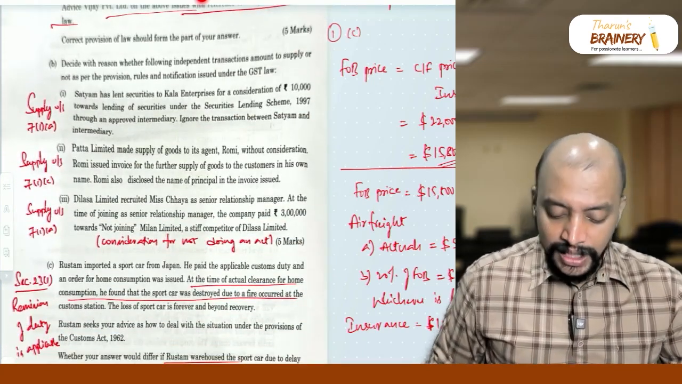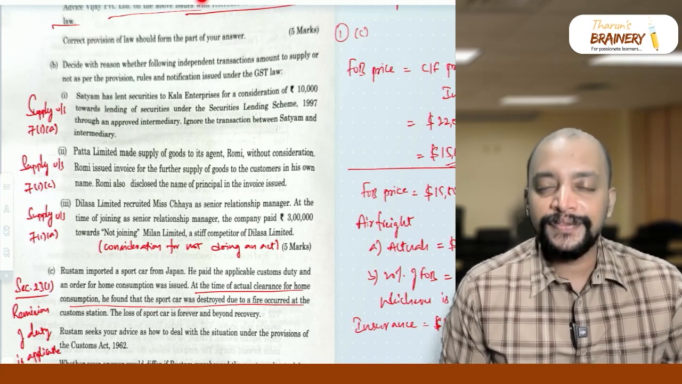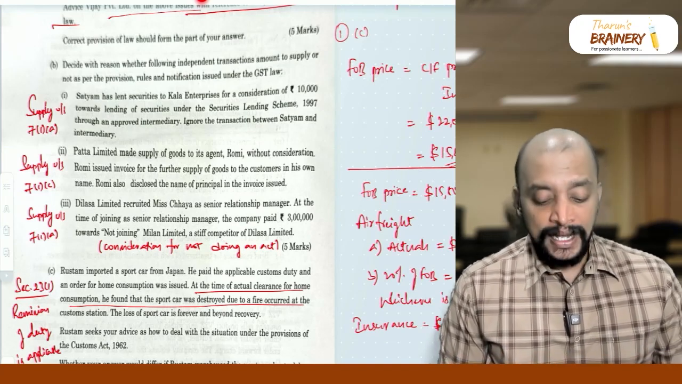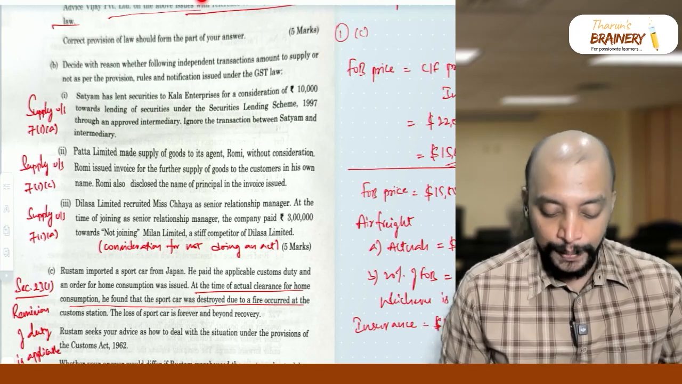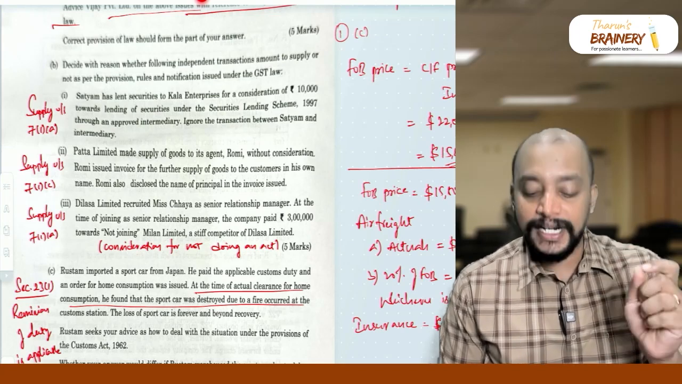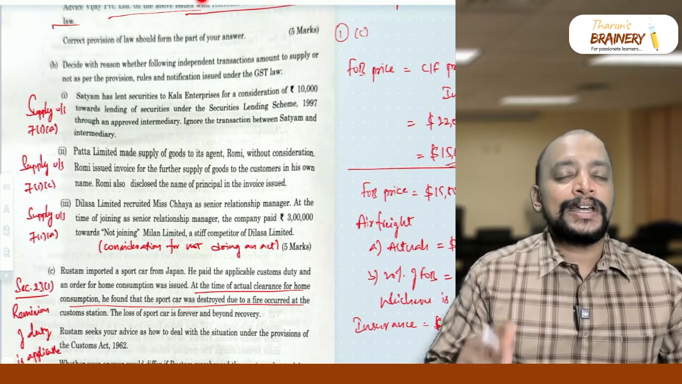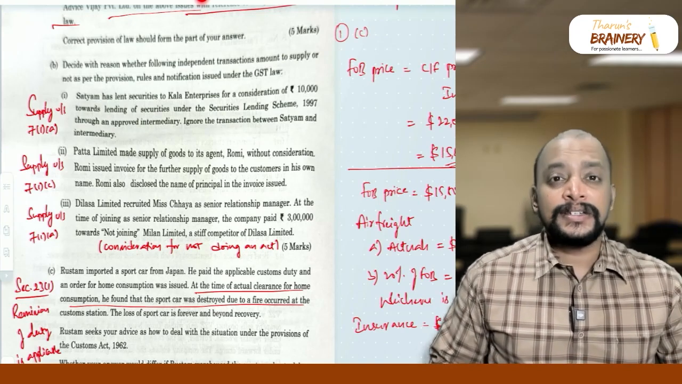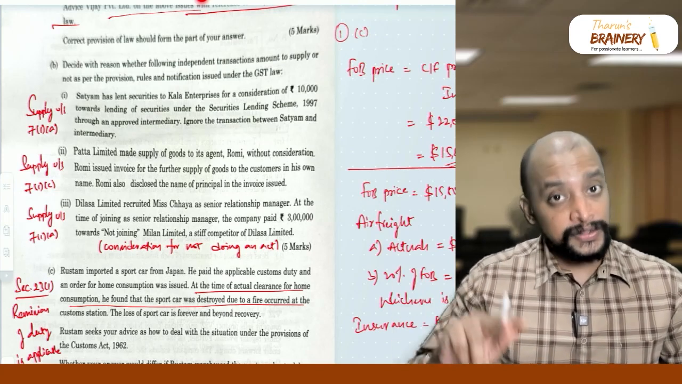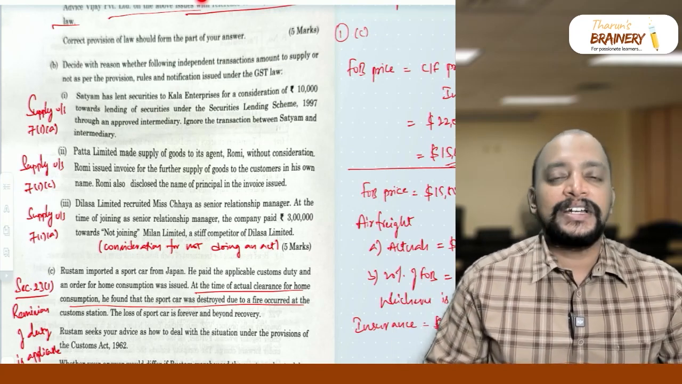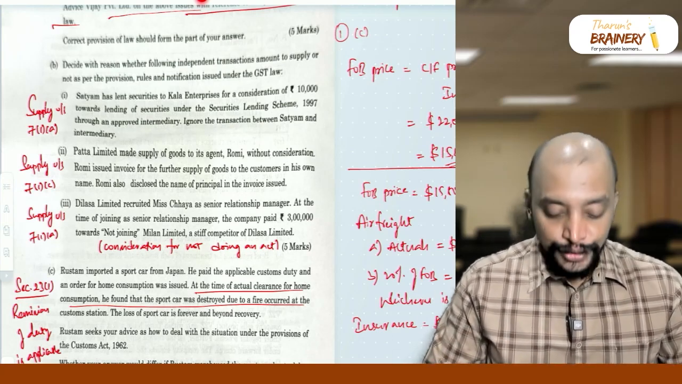Then B, decide with reason whether the following independent transactions amount to supply or not as per the provisions, rules and notifications issued under GST law. Number 1, Satyam has lent securities to Kala Enterprises for a consideration of 10,000 rupees towards lending of securities under security lending scheme through an approved intermediary. Ignore the transaction between Satyam and intermediary. They are asking between Satyam and Kala Enterprises. So securities are neither goods nor services, but facilitating or arranging transaction in securities will be coming under supply, and it will become supply under 7(1)(a), because it is activity for a consideration due to that reason.